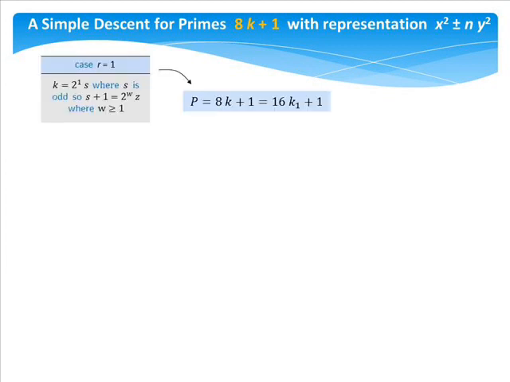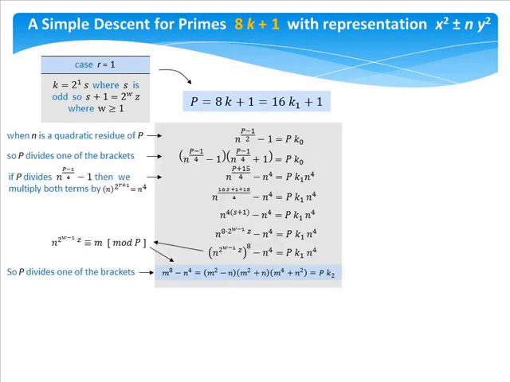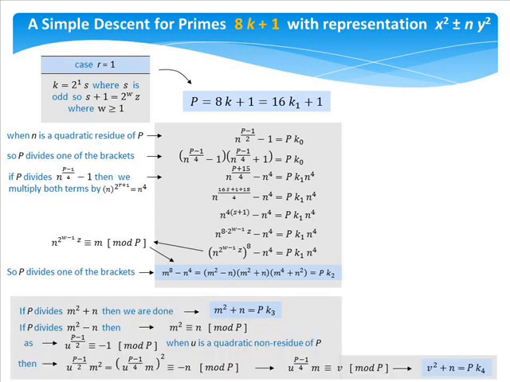Now, let's examine the case r equals 1, that is, when p is of the form 16k plus 1. Continuing with the same methodology as previously employed, we multiply by n raised to 4, ultimately yielding an 8th power minus a 4th power divisible by p. If p divides m squared plus n, then we are done.